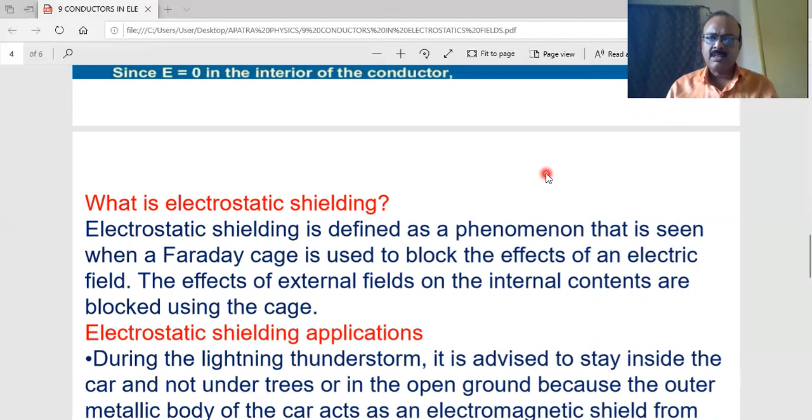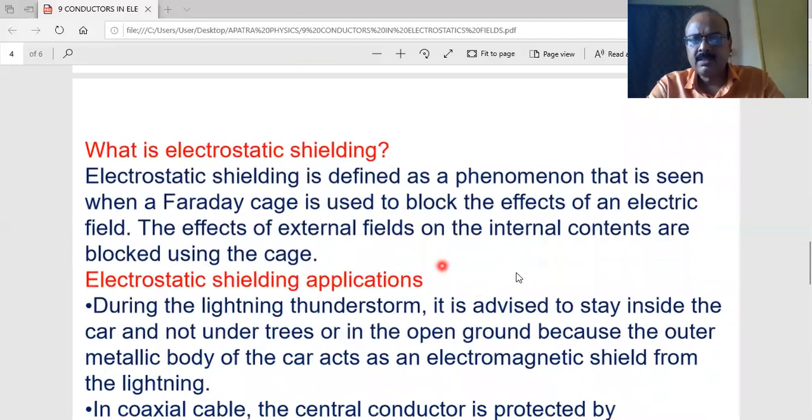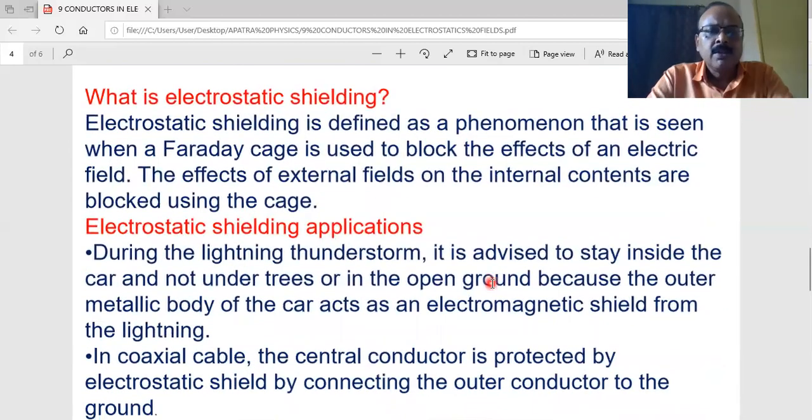What is electrostatic shielding? Shield means it is protected from the outer electric field. It is defined as a phenomenon that is seen when a Faraday cage is used to block the effect of an electric field. The effects of external fields on the internal contents are blocked using the cage. Let us now explain.